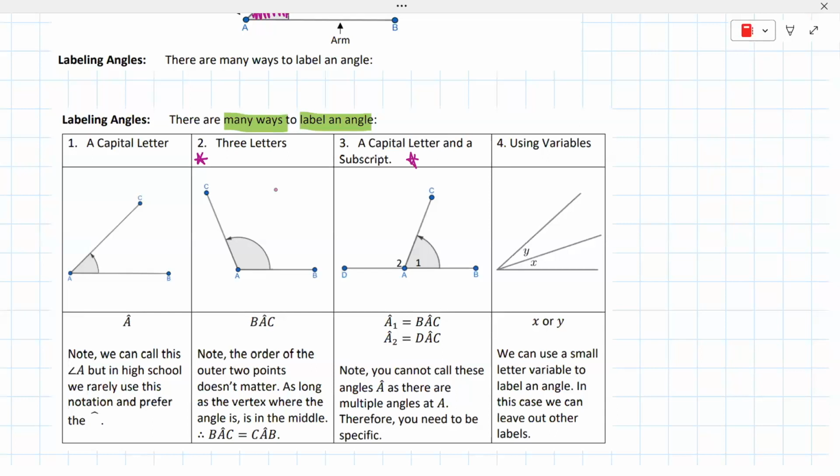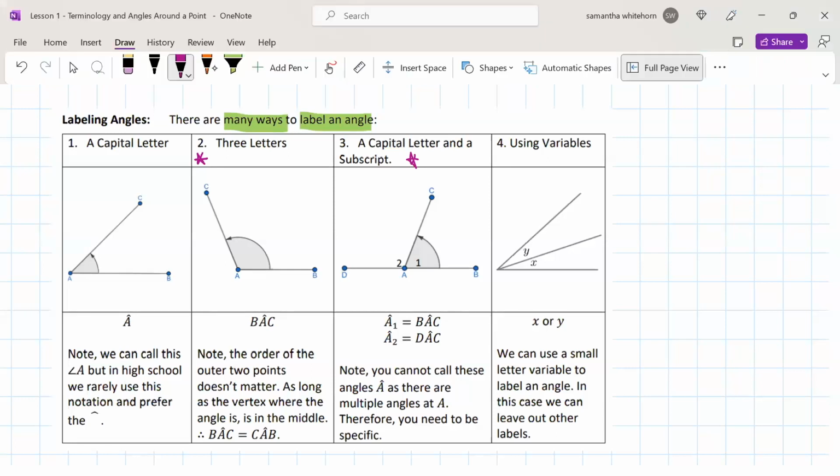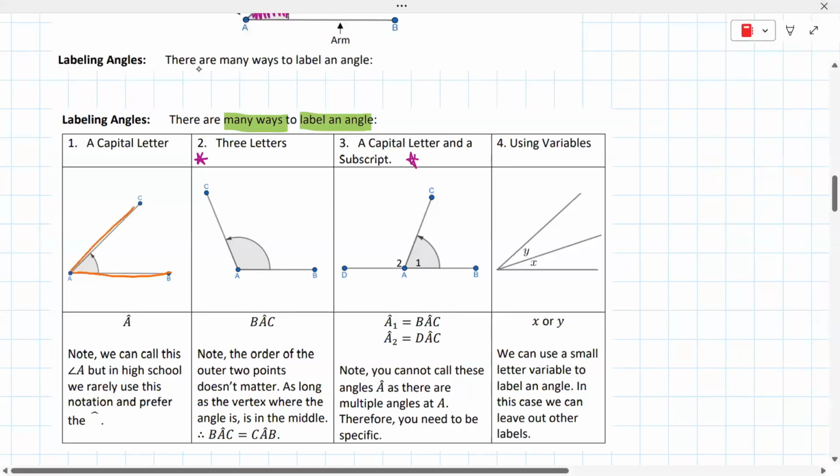So the first way that you are probably comfortable labeling angles is just with a singular letter. If we have a look at our diagram, we've got the arm AC and the arm AB forming an angle in between them. Essentially, the point where the angle is formed, we then call the whole angle between the arms angle A. Now, we don't use this very often.